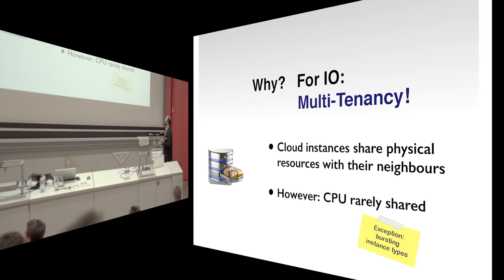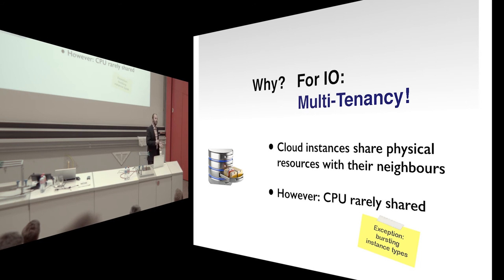Let me start with the much easier question to answer, which is, why are the IO-bound applications so unpredictable? The reason is very simple, it's multi-tenancy. Basically, how Amazon and any cloud provider makes money is by packing together as tightly as possible, or as commercially feasible, their different tenants onto their instances. And not all tenants on a cloud are using the same resources in the same kind of way.